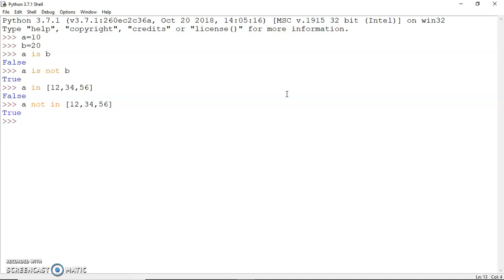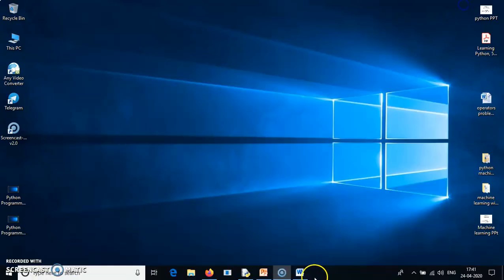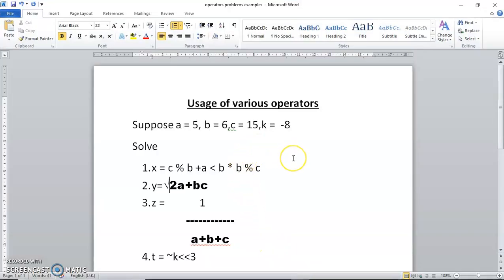We'll be discussing these operators time and again when we study the various data structures in Python. So for right now, I think this much discussion about them is all right. Let me now discuss a few problems with you, on the usage of various operators.